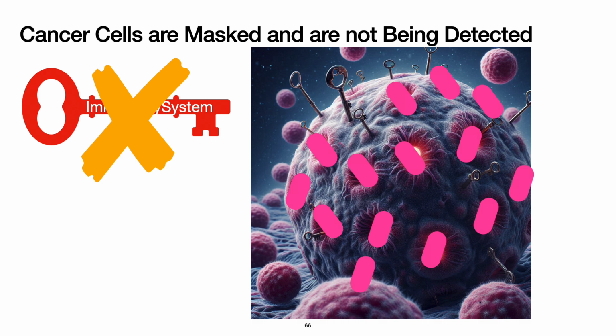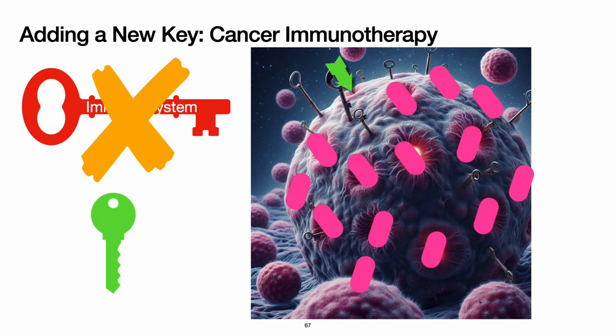But what we can do right now is we can screen the cancer cell, and if we're not finding an open lock, we can add a new key into the body of the patient. And that's called cancer immune therapy. And once this key finds the target, the cancer will be destroyed.